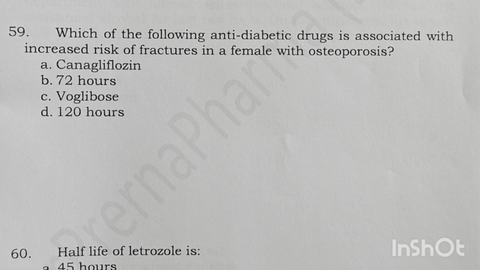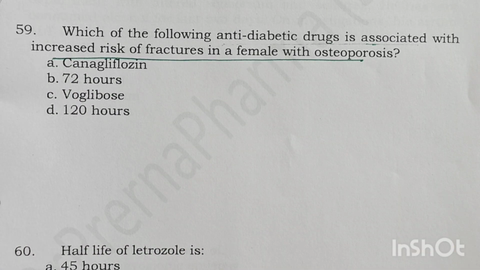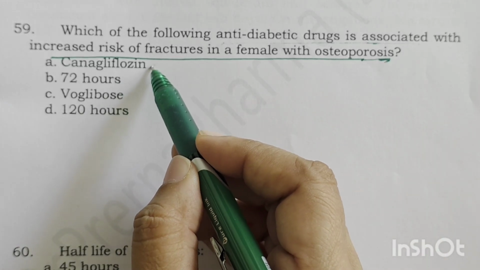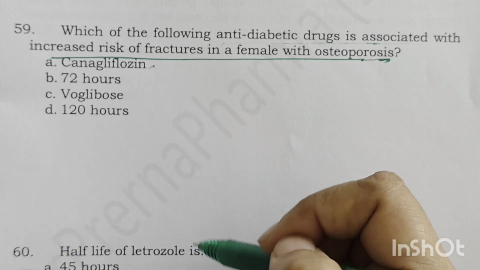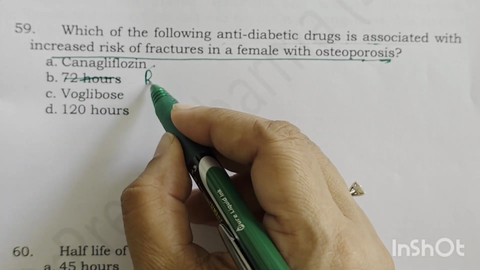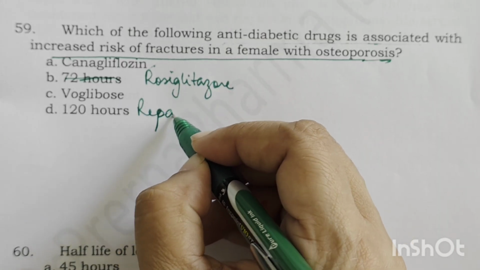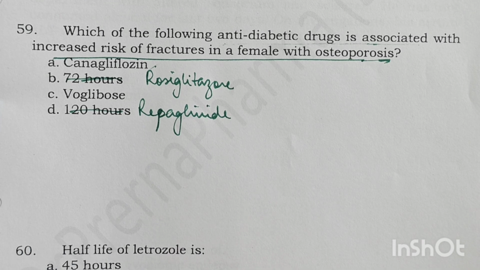Next, which of the following anti-diabetic drugs is associated with increased risk of fractures in a female with osteoporosis? Which anti-diabetic drug causes increased risk of fractures? Now the options given are canagliflozin. There has been a mistake in some of the options. Okay, sorry. So one is canagliflozin, one is rosiglitazone, and one is repaglinide. Okay, and here it is 72 hours and 120 hours.